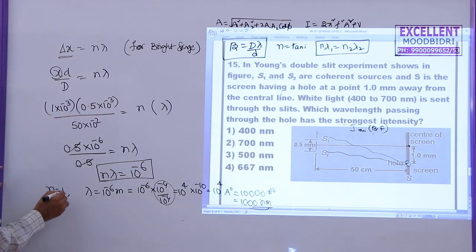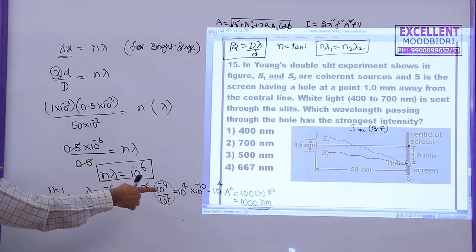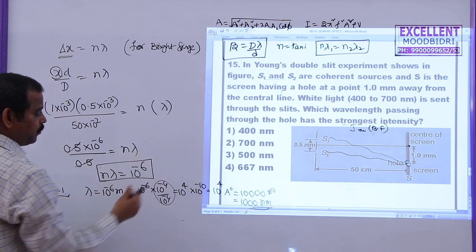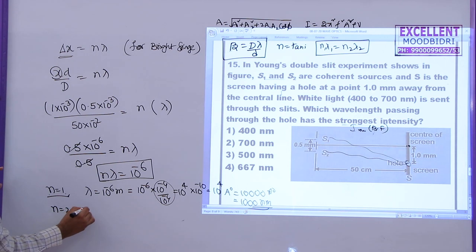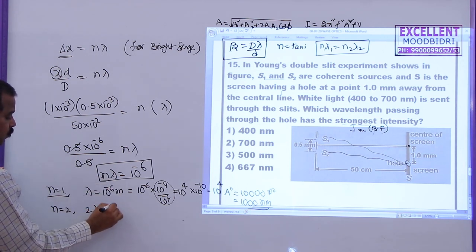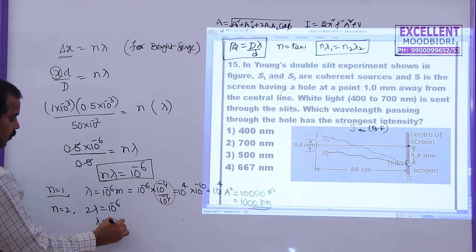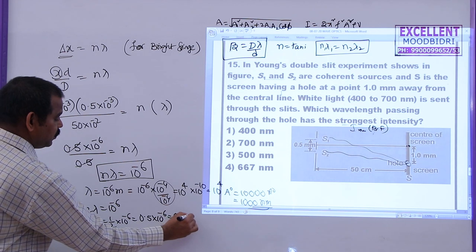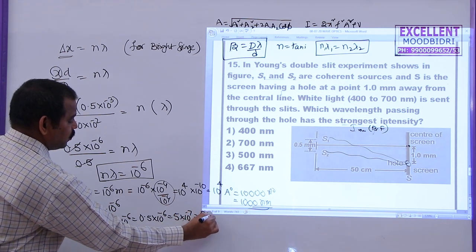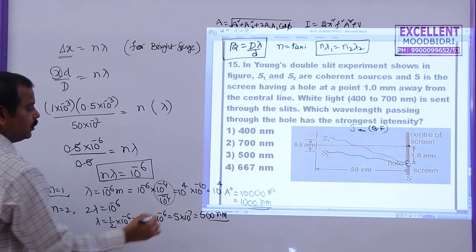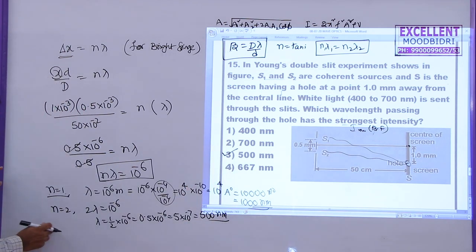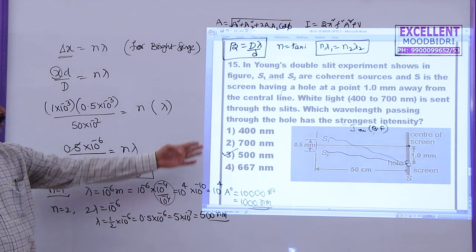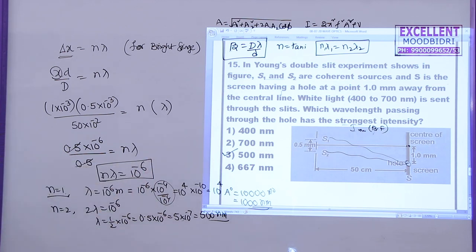Now, so n is equal to 1. That means the first bright fringe will not be formed with 1000 nanometer, but the light which is used here is 400 to 700 nanometer only. Now let us say n is equal to 2, then 2 lambda is equal to 10 power minus 6, lambda is equal to 0.5 into 10 power minus 6, 5 into 10 power minus 7. So this is 500 nanometer. So option 2 is correct here, because even if you take n is equal to 3, lambda is 1 by 3, that means 333, but 330 is not there, so option 3 is correct.